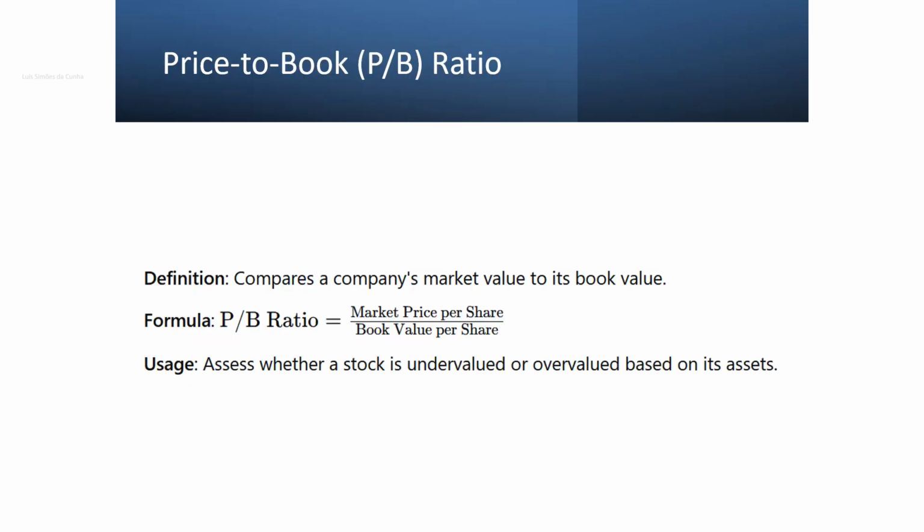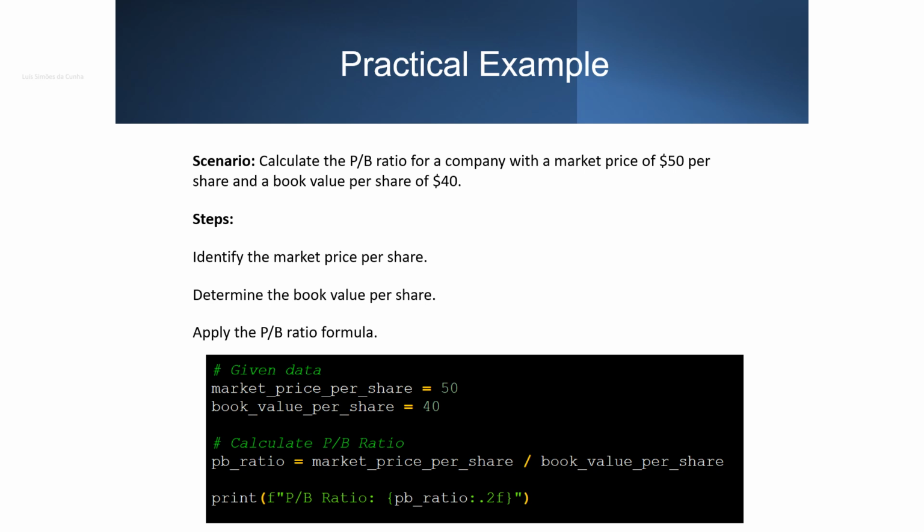The price to book, or PB ratio, compares a company's market value to its book value. This ratio helps assess whether a stock is undervalued or overvalued based on its assets. Let's calculate the PB ratio for a company with a market price of $50 per share and a book value per share of $40. By applying the formula, we determine the PB ratio to be 1.25.